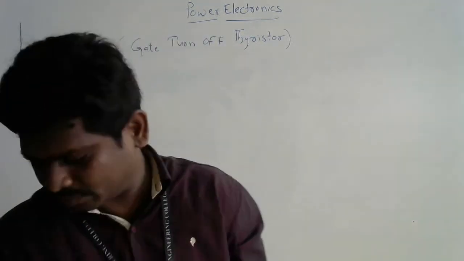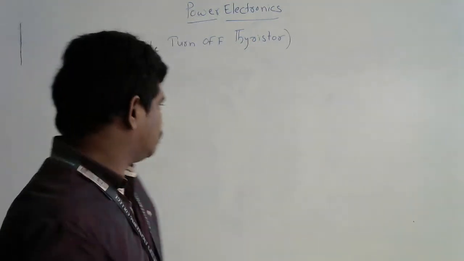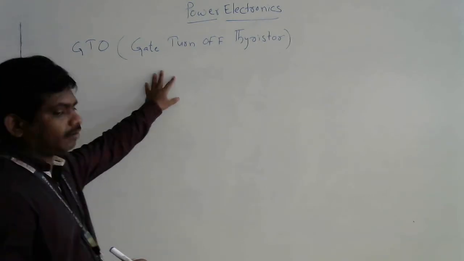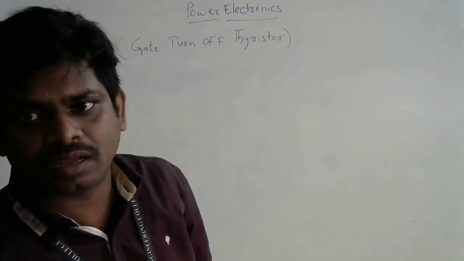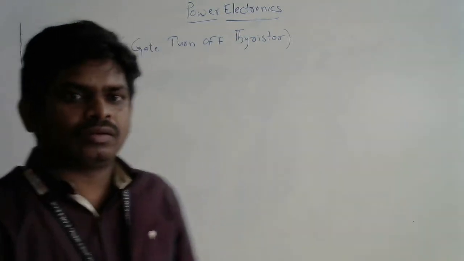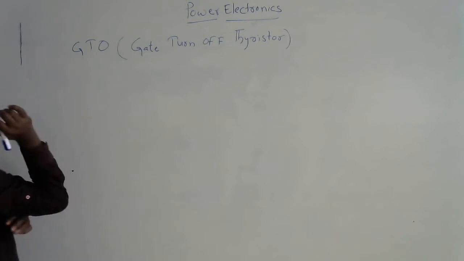In this video, I am going to explain GTO. GTO means gate turn off thyristor. This is the same as SCR, but some difference is there. We'll see the contents of this GTO.